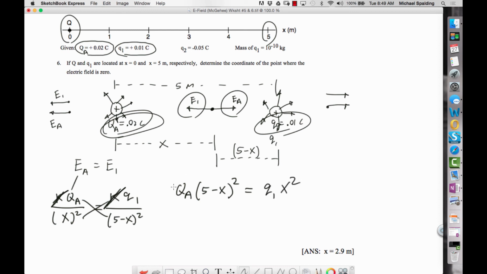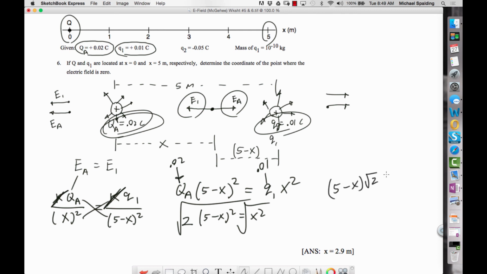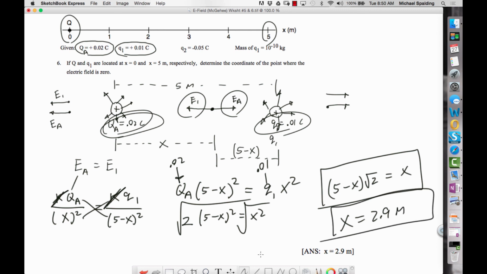Now here's what I would do. First of all, Q_A is 0.02 and Q1 is 0.01. So this simplifies down to 2, 0.02 divided by 0.01. That's going to be 2. So 2 times (5 minus x) squared equals x squared. Take the square root of both sides, and you're going to get (5 minus x) multiplied by the square root of 2 equals x. Keep going from here. You guys are good at algebra. x comes out as 2.9. So that's where it's got to be.